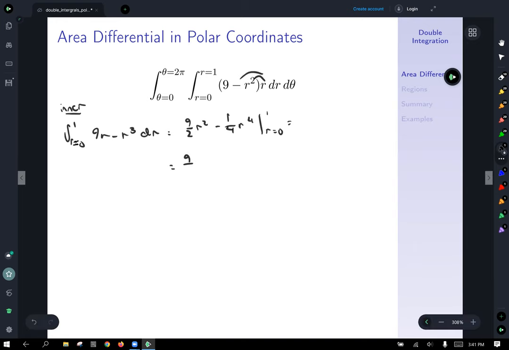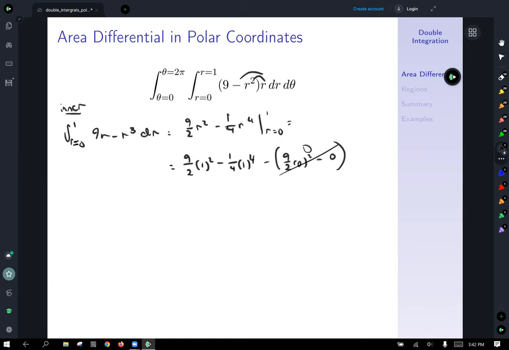Plugging in for r equals 1, we get 9 halves minus 1 quarter, minus, now plugging in for 0, we get 9 halves times 0 squared minus 0. Again, be careful if you're just plugging in zeros that the expression does actually go to 0, but in this case it does. And so we get 9 halves minus 1 quarter. What's 9 halves minus 1 quarter? That's 18 fourths minus 1 fourth. That's 17 fourths. Hopefully, anyway.